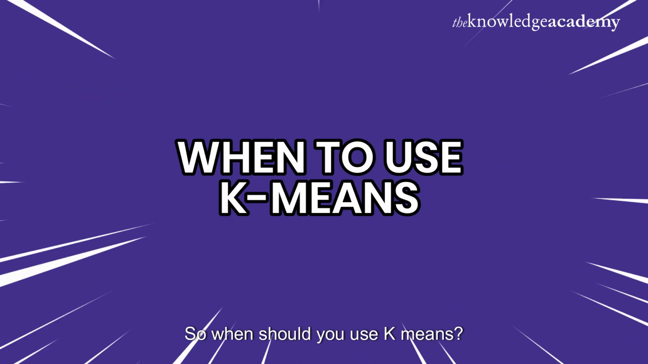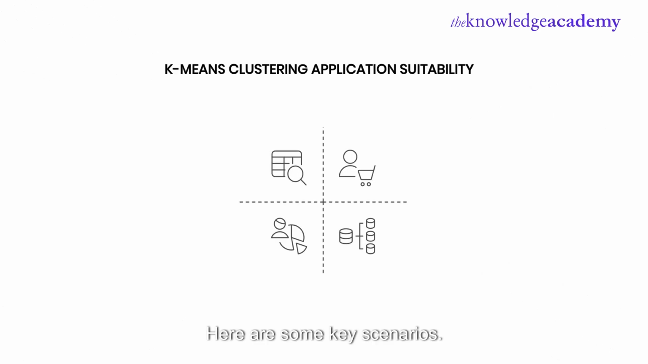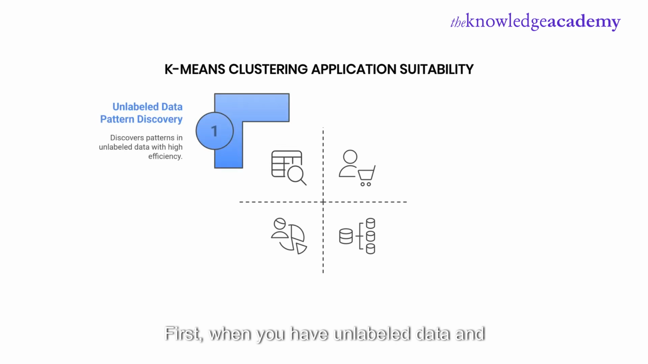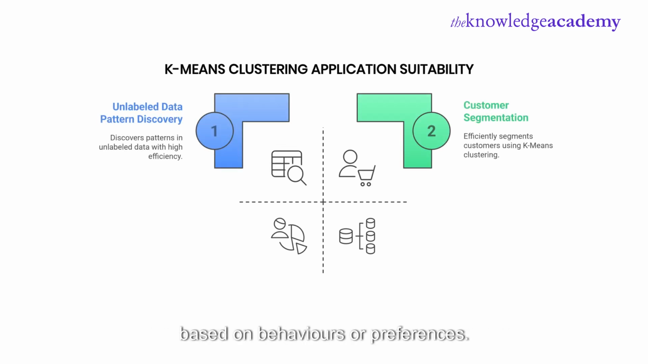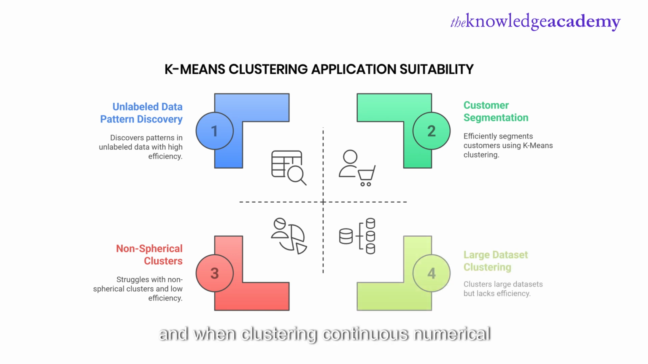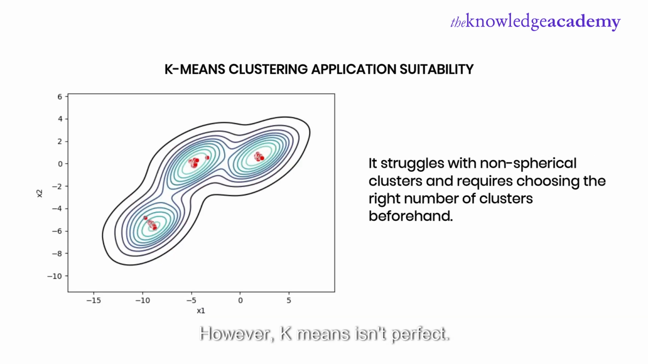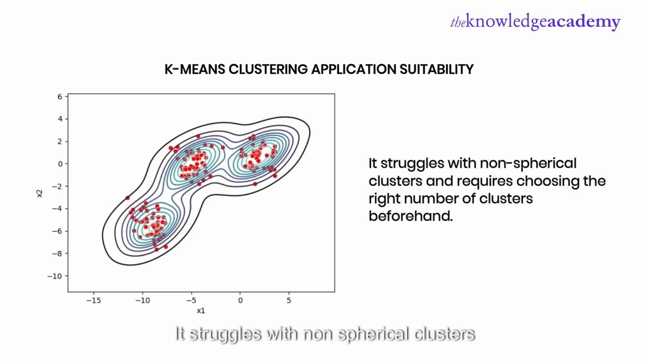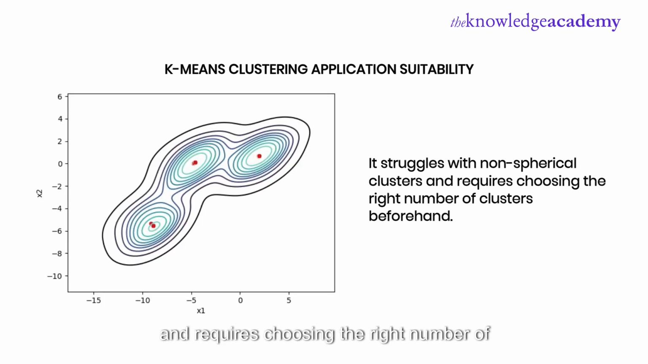So, when should you use K-means? Here are some key scenarios. First, when you have unlabeled data and need to find hidden patterns. Second, when you need to segment customers based on behaviors or preferences. Next, when working with large datasets where computational efficiency matters. And when clustering continuous numerical data like customer spending or geographic locations. However, K-means isn't perfect. It struggles with non-spherical clusters and requires choosing the right number of clusters beforehand.